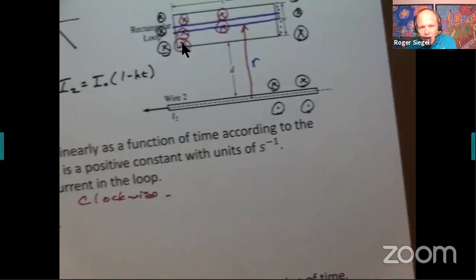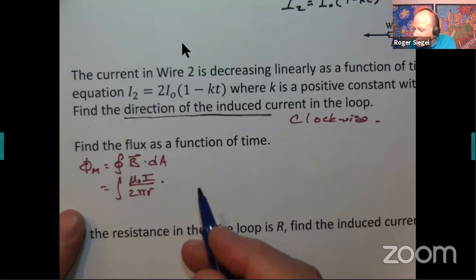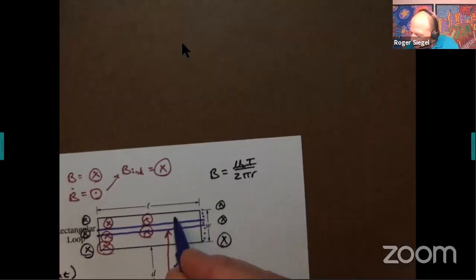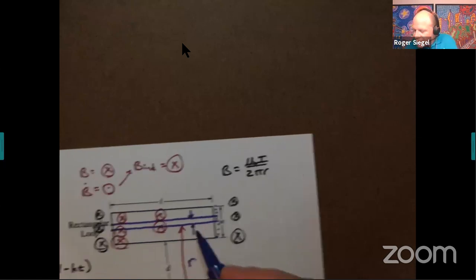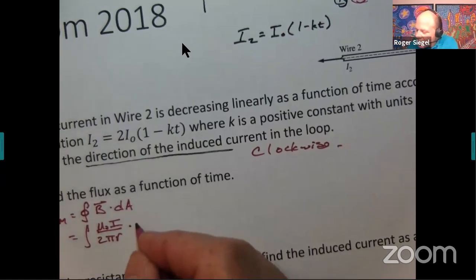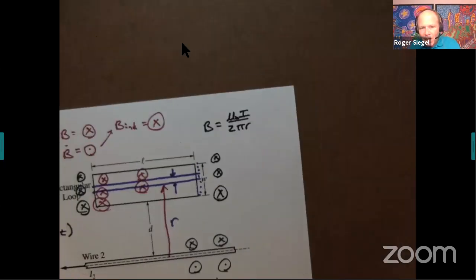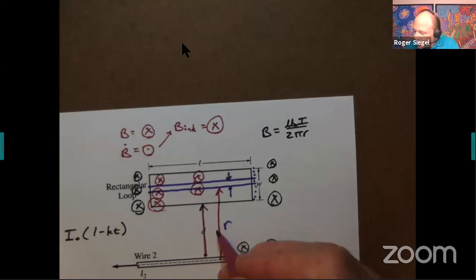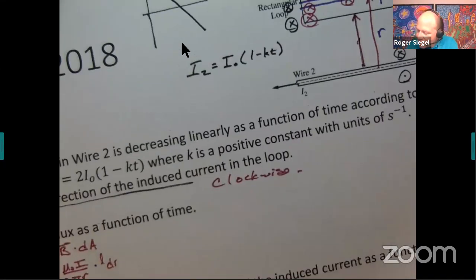And so what I'm going to do is my dA is going to be this length here, L, times this tiny little width, dr. So I'm going to write that as mu naught I over 2 pi r times L dr. And where am I integrating from? I'm integrating from this distance d to d plus w. So that's going to be d and d plus w is what we have there.